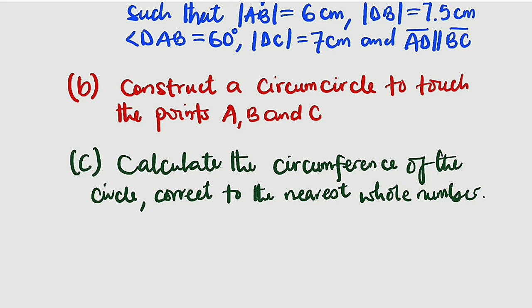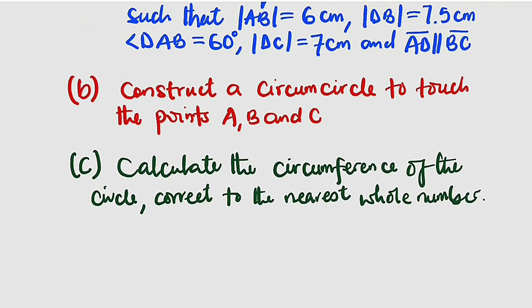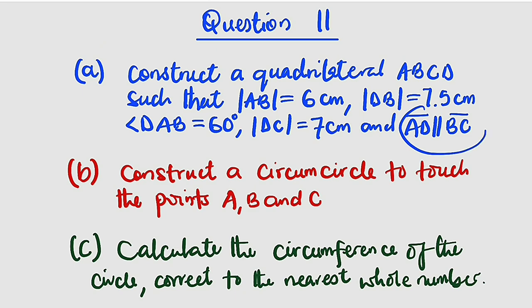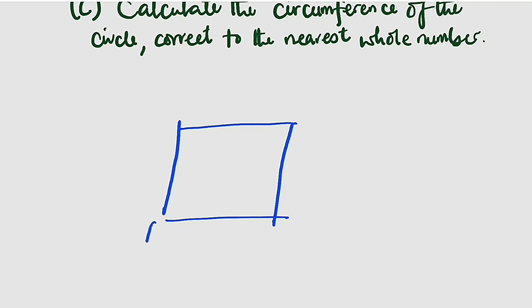All right, let's get started. The first thing you need to do before you start construction is the rough work. They said it is a quadrilateral, but you should notice this thing. These 2 lines are parallel. So if we have something like this, this is A, this is B, this is C, this is D.